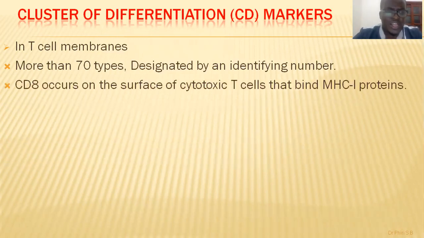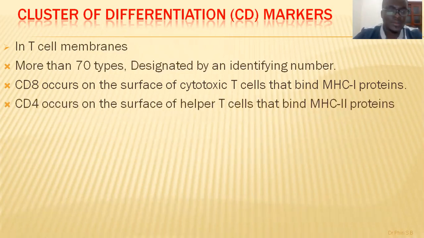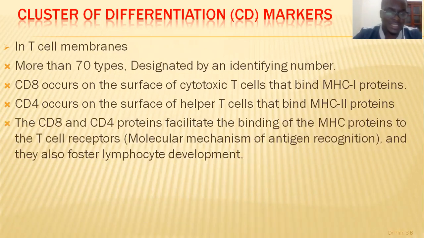So the most common one are CD8 that occurs on the surface of cytotoxic T cells that will bind to major histocompatibility complex 1 that is expressed by all the cells. That's why the T cells are able to bind to all different types of cells. Then you have CD4 that occurs on the surface of helper T cells that bind major histocompatibility complex number 2 protein. I think we've already discussed that.